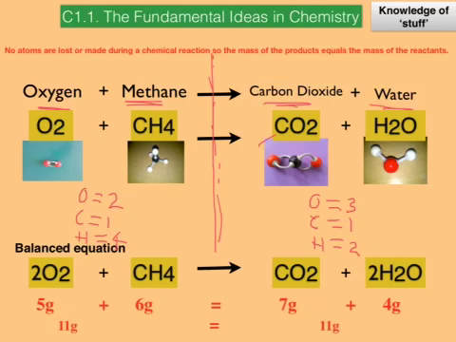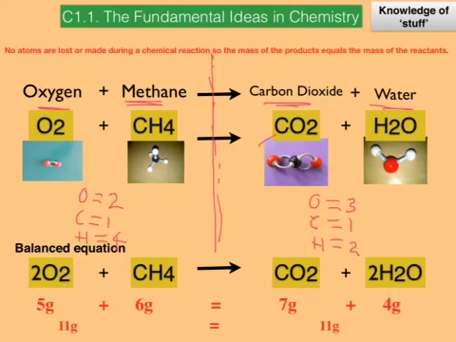Now if we look at these, what we should see is that these aren't the same. So I've got 2 oxygen atoms over here, but 3 over here. I've got 1 carbon over here and 1 carbon over here, and they are the same, so the carbons are balanced. And I've got 4 hydrogens over here and 2 hydrogens over here, so they're not balanced. So they need to be the same. So what we need to do is add some more molecules into this reaction to make it balance out.